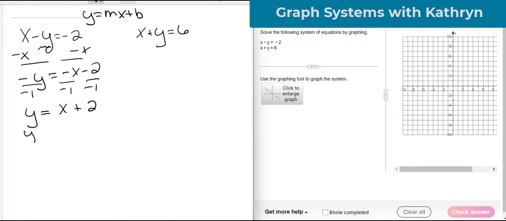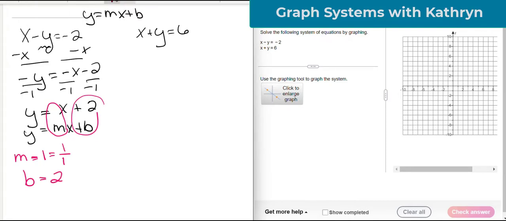Now from here, I'm going to write y equals mx plus b. I'm going to circle my slope. So my slope m is 1, but we're going to write it as a fraction because we need rise over run. And my y-intercept b is 2. Now before we go to graph it, we're going to solve both of them for y.